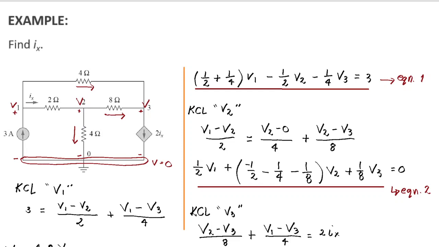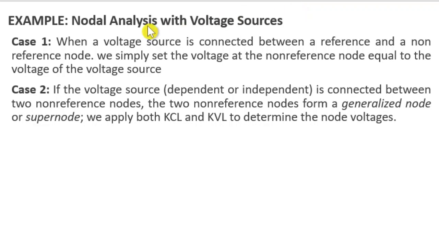Now proceeding with the next example. So what happens if our circuit diagram has voltage sources? So for the previous lecture, we have mesh analysis and we have current sources. Now we will do nodal analysis, but we will have voltage sources. Case 1, if a voltage source is connected between a reference and a non-reference node, we simply set the voltage at that non-reference node equal to the voltage of the voltage source. So for case 1, this will make it easier to solve for the unknowns in an electrical circuit diagram because the value of the voltage for the non-reference node is already given, which is equal to that voltage source connected between the reference and the non-reference node.